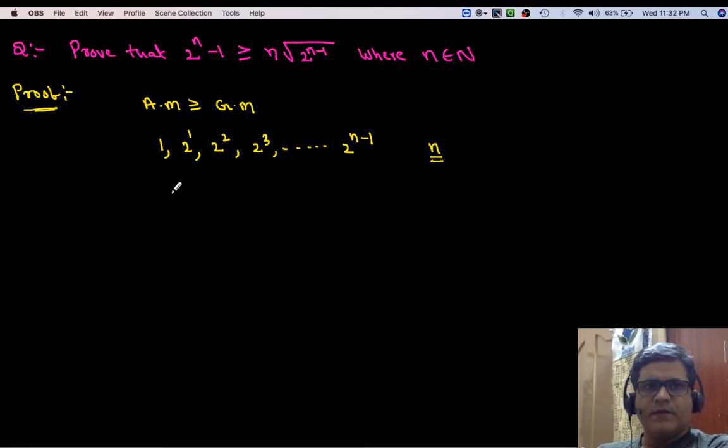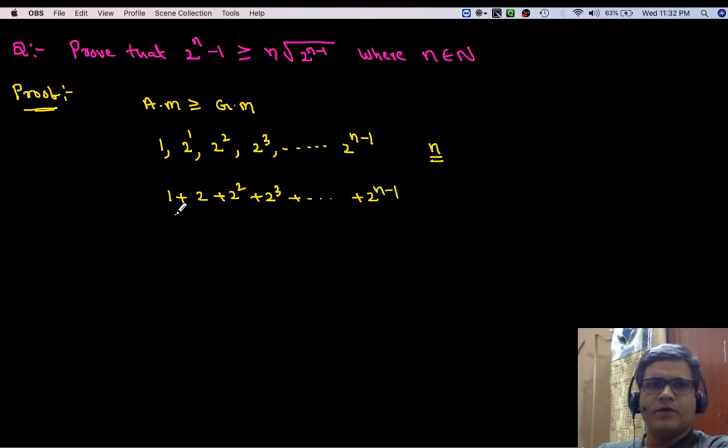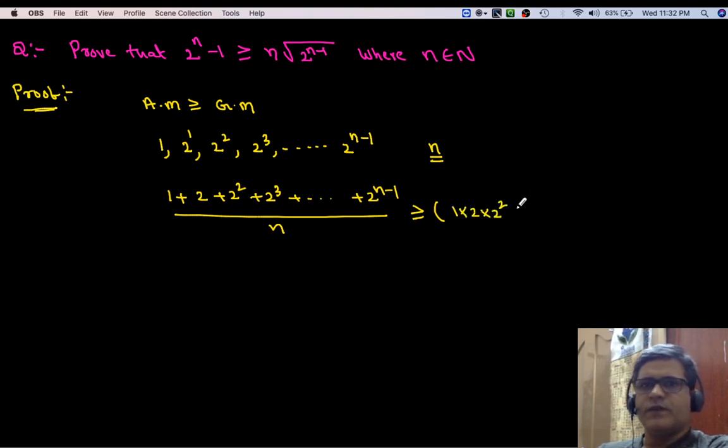Then arithmetic mean of these numbers is what? 1 plus 2 plus 2 square plus 2 cube plus etc. up to 2 power n minus 1 over total number of numbers are n is greater than or equals to, here geometric mean. Geometric mean is what? 1 into 2 into 2 square into 2 cube, etc. up to 2 power n minus 1 whole power 1 by n.